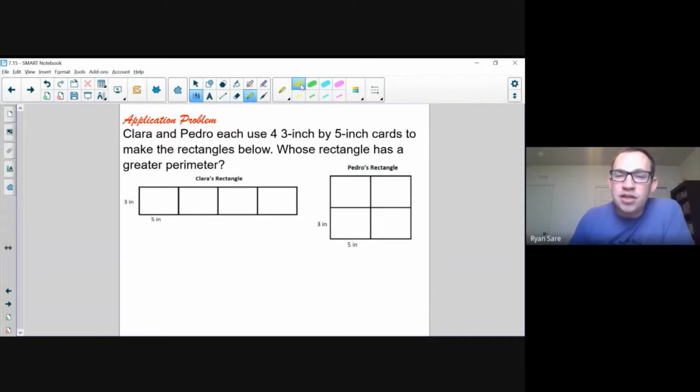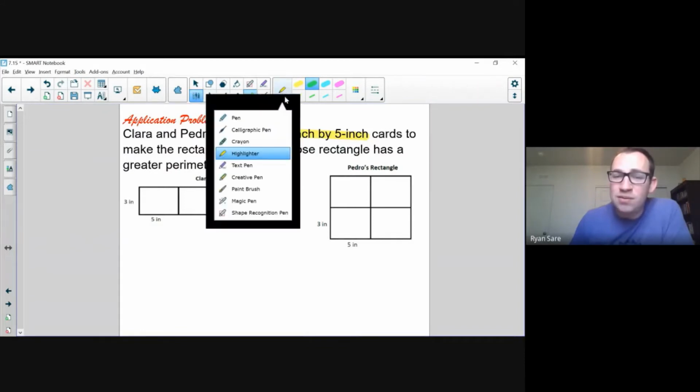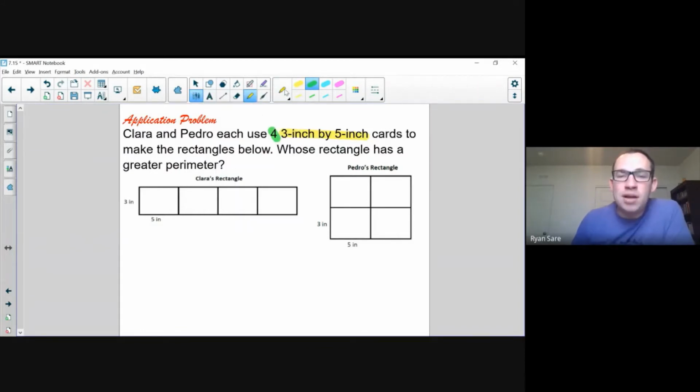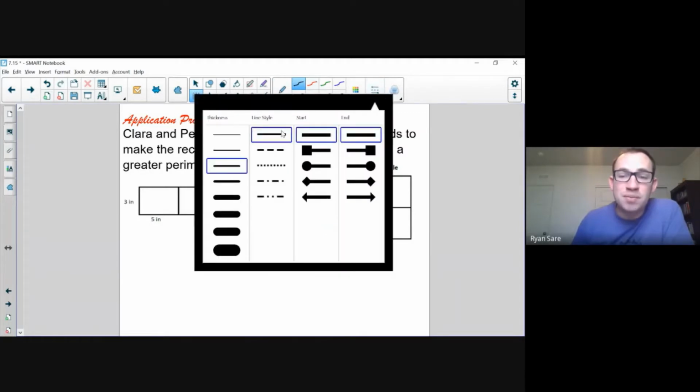I'm going to use a highlighter to show different parts. This part right here, 3-inch by 5-inch, is talking about each individual note card. This 4 is talking about how many note cards were used. And they did provide a picture, but in some of the problems that we'll be doing today, they won't provide a picture. And so we want to really look closely at what they're saying and try to figure it out. Now, go ahead and pause the video and try this out for yourself. And I'm going to go ahead and jump into my explanation for this problem.